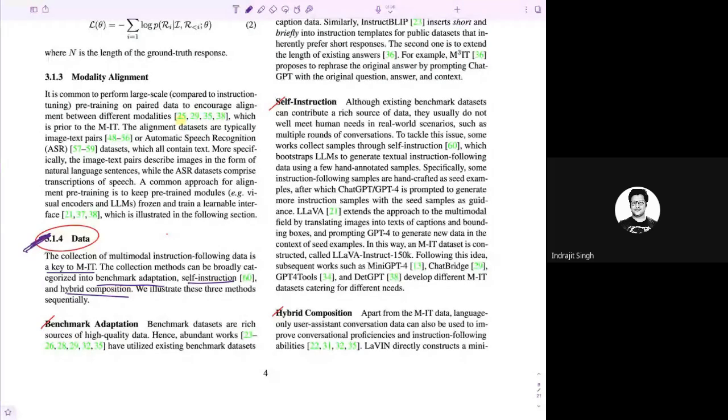It's kind of asking different types of questions and seeking subjective and objective answers. Right. So the benchmark adaptation is like, benchmark data sets are rich sources of high quality data. Hence we have utilized existing benchmark data sets.